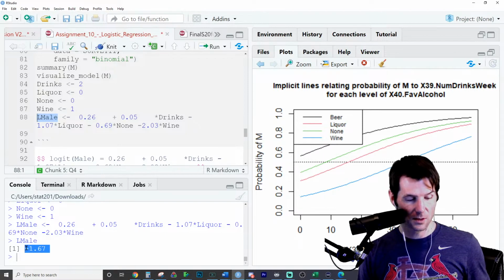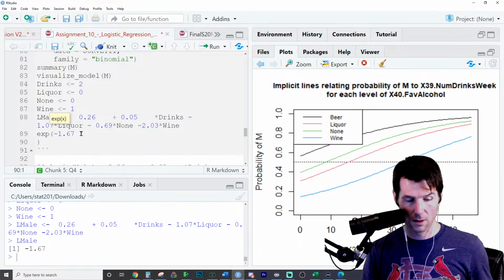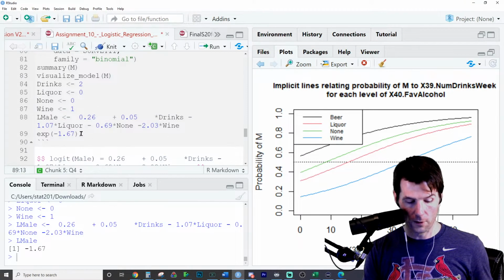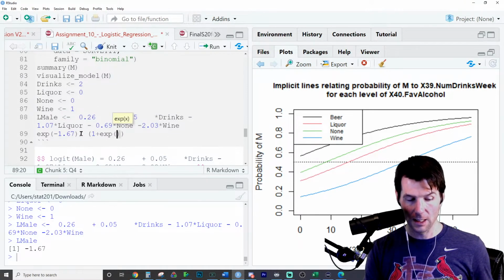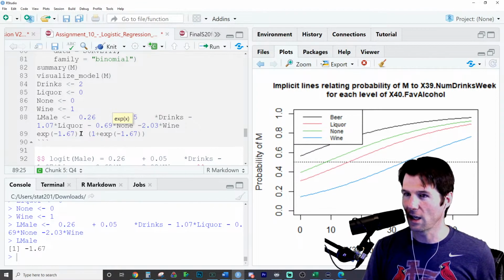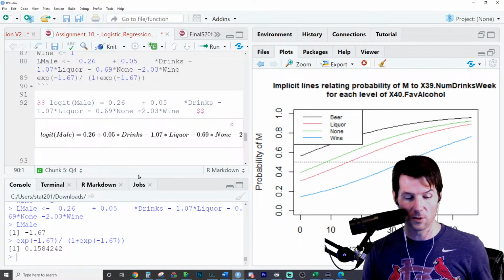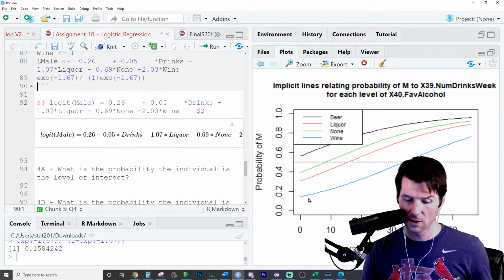If I take this and solve it through our formula, e to the value over 1 plus e to the value, I get about 0.2, maybe a little bit less, like 0.188, I'd say. We might not have carried enough decimals due to my deletion of decimals.